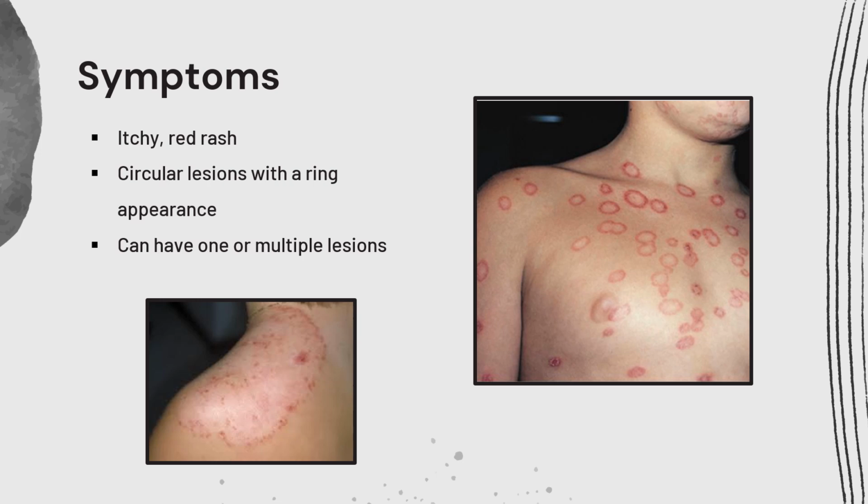Tinea typically presents with a rash that is itchy and red. These lesions are circular or round with distinct margination and a scaly edge. As the lesions grow out, they leave a central clearing that has some scaling. This appears as the ring appearance that I talked about in the previous slide.